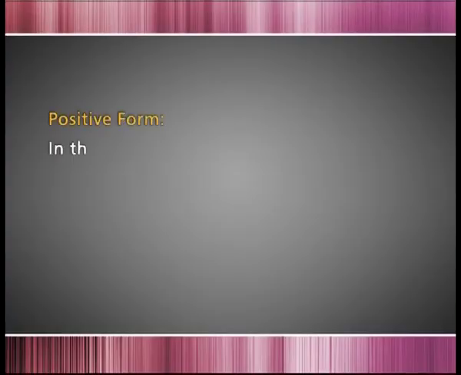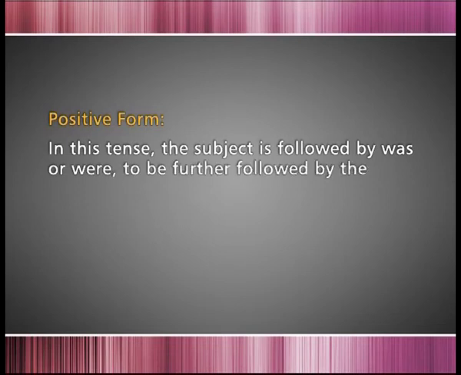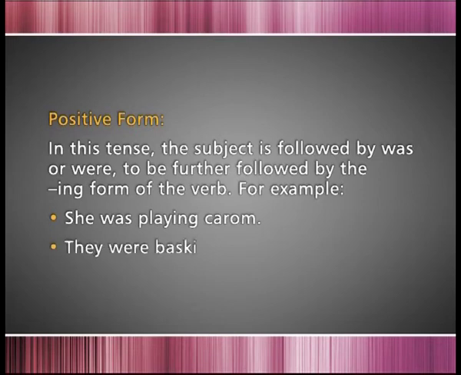Formation of past continuous tense. Positive form. In this tense, the subject is followed by was or were, further followed by the ing form of the verb. For example, she was playing carom. They were basking in the sun.